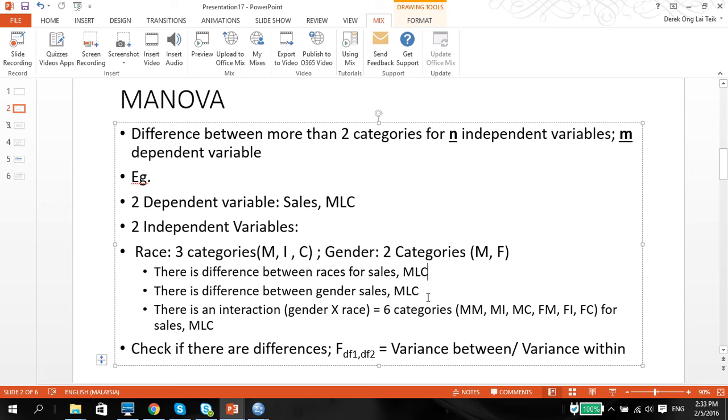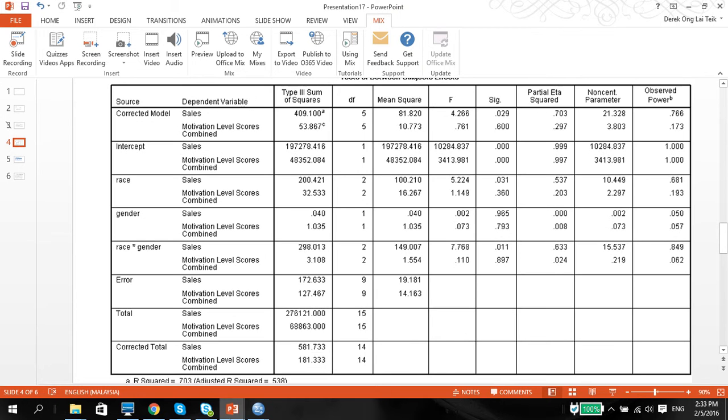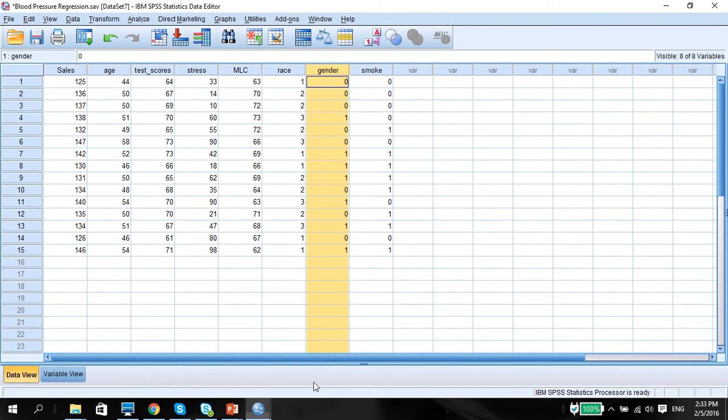One of the reasons is because some literature has mentioned that if you do separate ANOVAs for certain types of dependent variables, you might get an inflated type 1 error. So for this, I am going to be doing a MANOVA. And then the differences, of course, will be checked against the F, degree of freedom 1, degree of freedom 2. Degree of freedom 1 probably would be the source of variation, and degree of freedom 2 would be the source of error. Alright, so let's go into our data set.